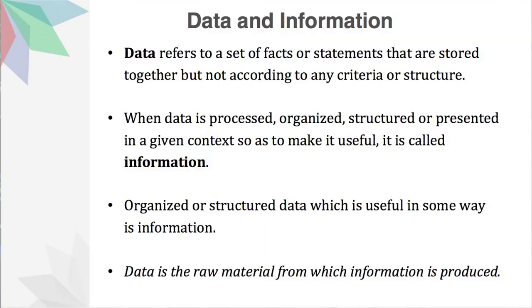But when I put it in the context whether the temperatures are rising over the last 100 years or if they are decreasing over the last 100 years, then we get a particular piece of information, whether global warming has taken place. So when we analyze the data, we get the information. If we look at the definition, data refers to a set of facts or just statements like the temperature. Whereas when the data is processed, organized, structured or presented in a given context, then it becomes information. So organized or structured data which is useful in some way becomes information. There is a big difference between data and information. Data is the raw material from which information is produced.